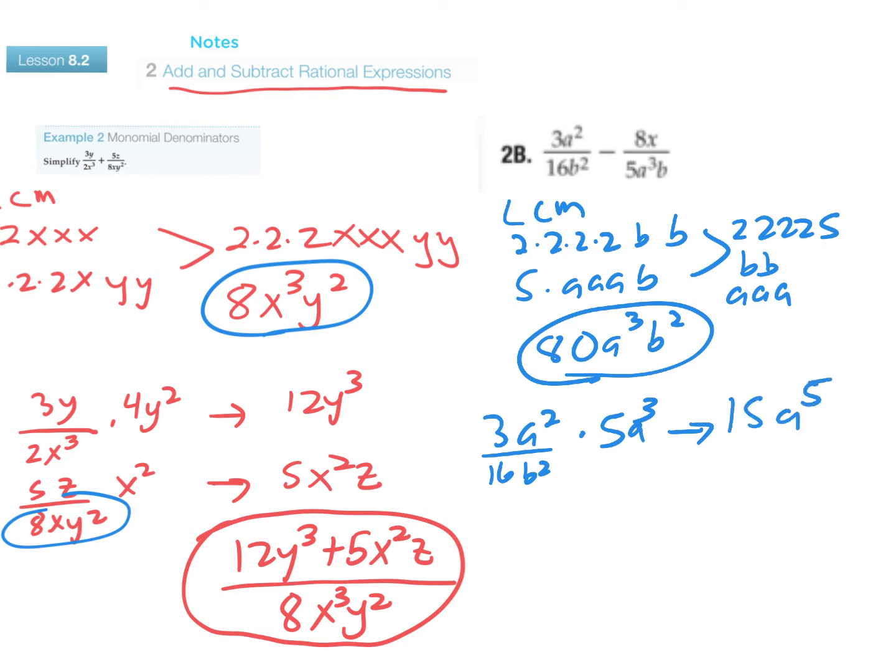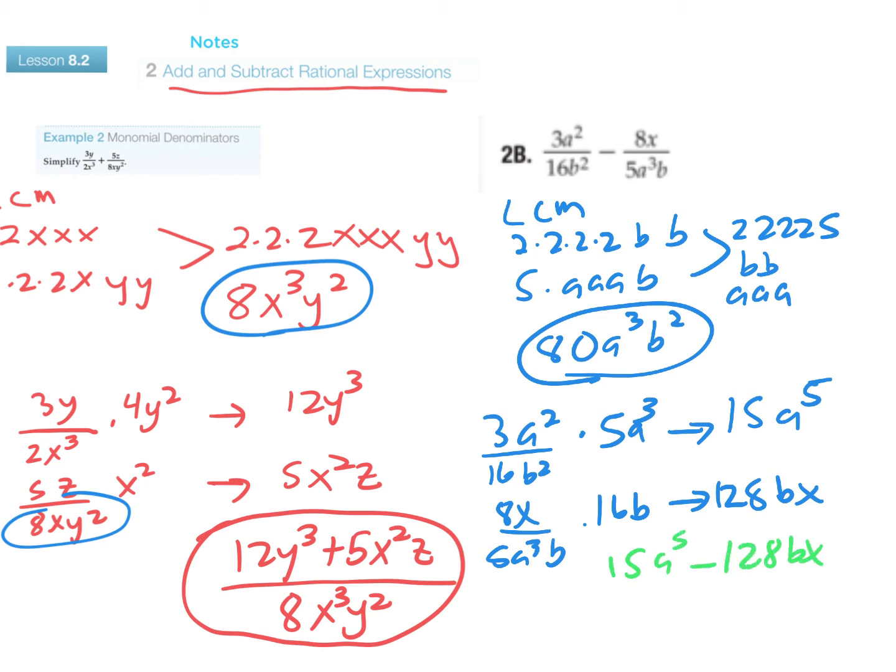Then I'm going to do the same thing with the other fraction. So 8x over 5a cubed b. What's missing? Well, 5 into 80 is 16. A cubed's the same, and we're missing 1b. So if I multiply my numerator, 16 times 8, which is 128, and bx, then all I have to do is write a subtraction sign between them. So I'll just go ahead and write 15a to the 5th minus 128bx over our lowest common multiple, which we already figured out, 80a cubed b squared.